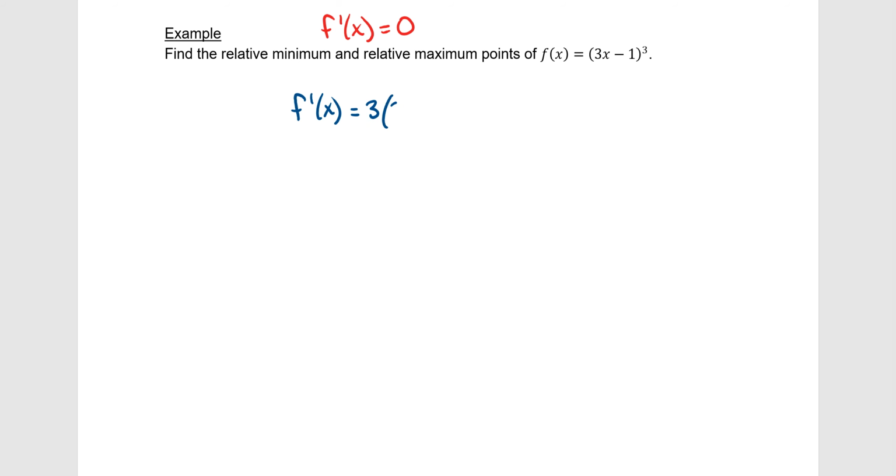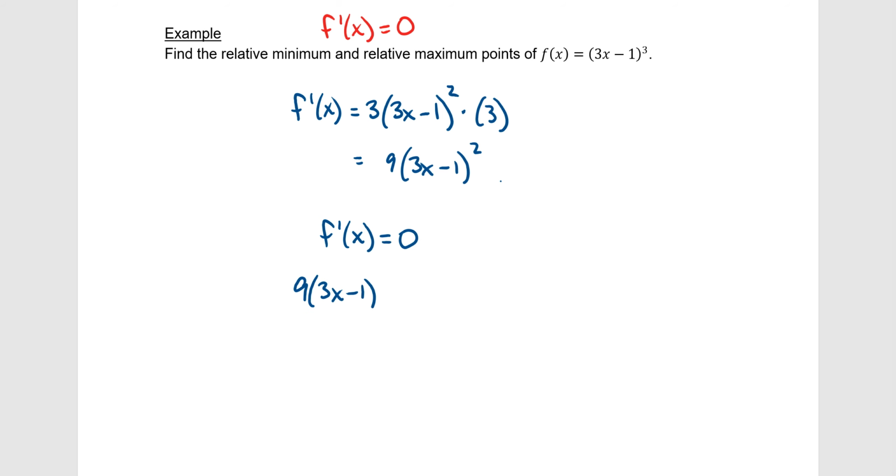So bring down the 3 out front, leave the inside alone, subtract 1 from the exponent, multiply by the derivative of the inside. The derivative of 3x minus 1 is 3. So simplify this a little bit. We get 9 times 3x minus 1 squared. And now we're going to take that and set f prime of x equal to 0, just like we did before. So that's going to be 9 times 3x minus 1 squared equals 0.